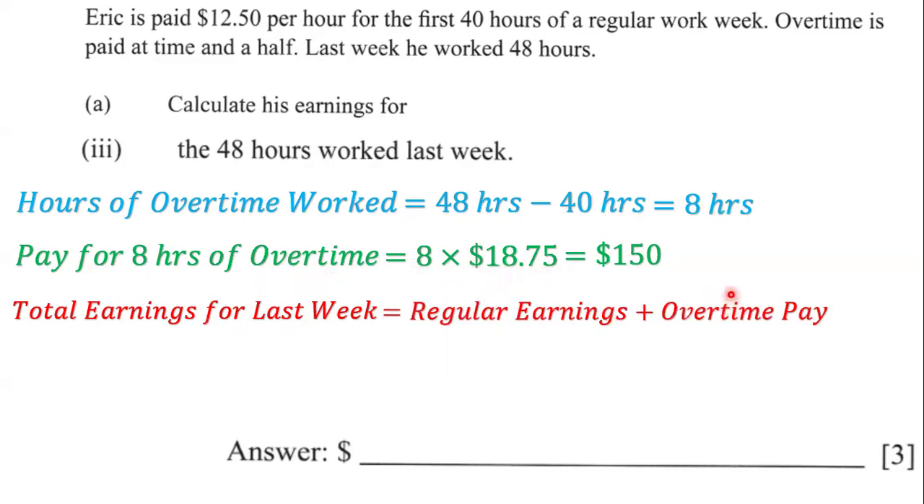What is his regular earnings? Well, his regular earnings is going to be $500. And what is his overtime pay? Well, his overtime pay is $150. And so we have 500 plus 150, which is going to give us 650. And so that means that his total earnings for last week was $650.